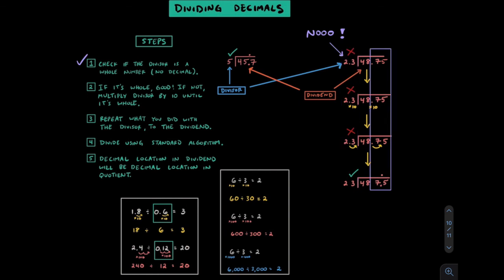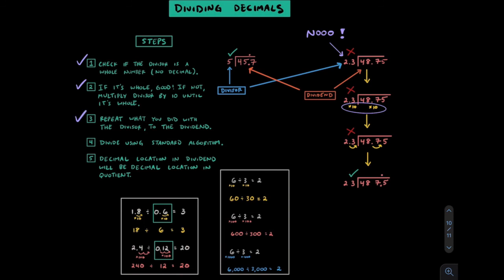To be fair, if we're going to multiply the divisor by 10, we should also multiply the dividend by 10. Notice how 48 and 75 hundredths becomes 487 and 5 tenths. The quotient of this circled problem will be the same quotient as the original problem. In step 3, you repeat what you did with the divisor to the dividend. Since we're multiplying 2 and 3 tenths by 10, we should multiply 48 and 75 hundredths by 10.